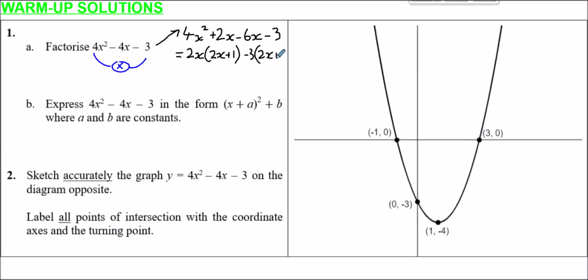And as you can see, as ever, using this AC method, we get a bracket which repeats. And so we can put this 2x minus 3 into its own bracket. And then 2x plus 1 as we had.